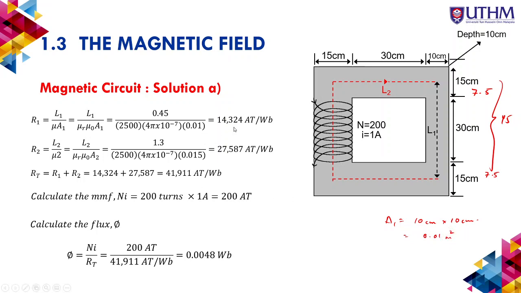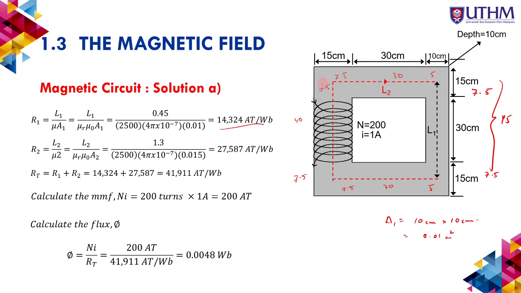Okay, so then you get the value of reluctance 1. Same goes to the area 2. So you sum up from here: 5, 30, 7.5, 7.5, 30, 7.5, 7.5, 30, and then 5. Okay, sum up all together will become 1.3.